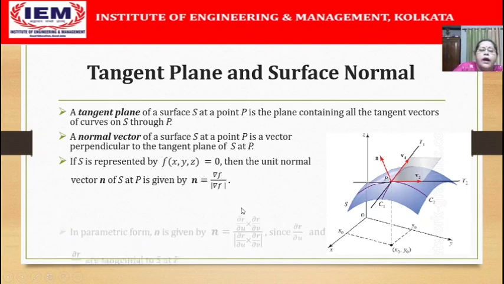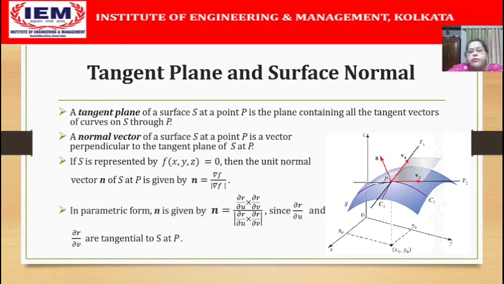And what happens in parametric form? See that when we are representing the surface in parametric form, del r by del u and del r by del v are the tangent vectors to S at the point P. So the normal vector may be represented as del r by del u cross del r by del v, and therefore the unit normal vector is given by del r by del u cross del r by del v divided by the modulus of del r by del u cross del r by del v.